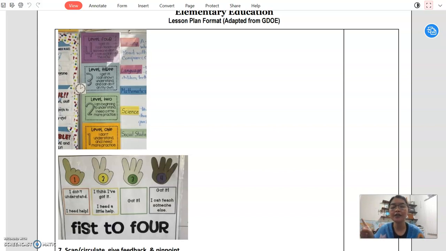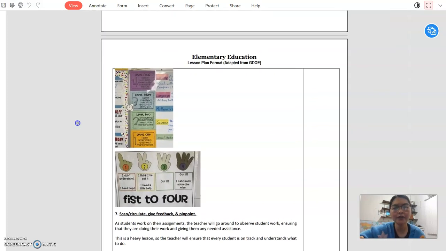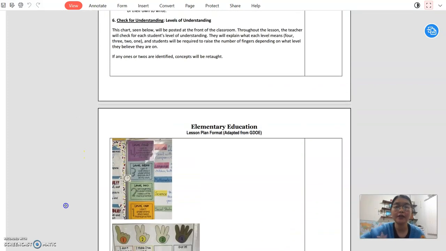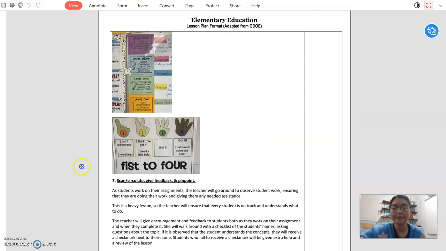1 meaning that they don't understand and they do need help with what they're learning. 2 being that they got it, even though they still need some more help to perfect it. 3 being that they got it, they're good to go. And 4 is that they have it mastered and they can teach it to someone else. So as I go throughout the lesson, I will be asking them to rate themselves using the levels of understanding.